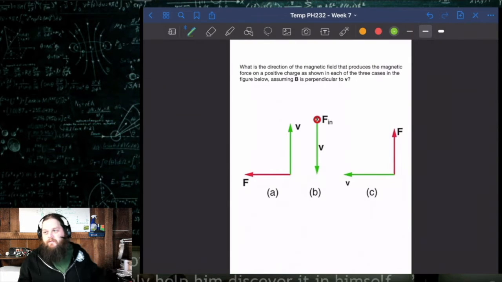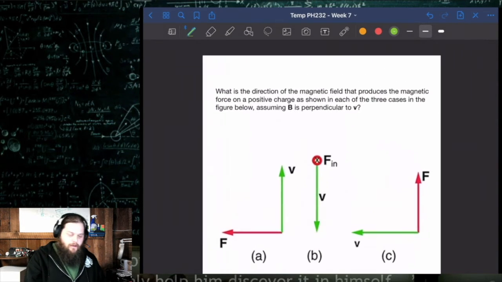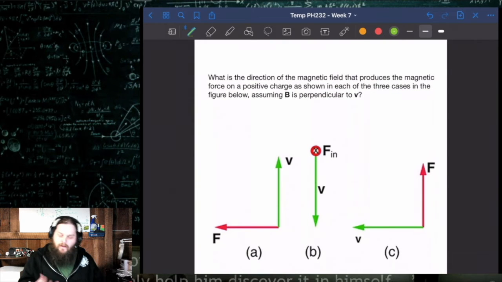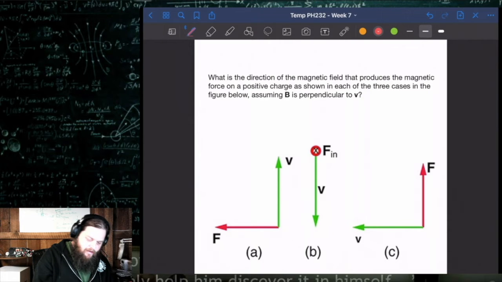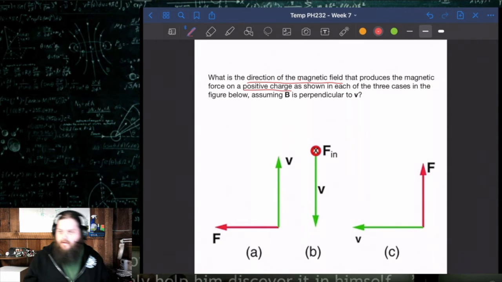Last set of right-hand rule things that I have going on. They're all good examples of finding those directions. In this case, we have the force and the velocity. We need to determine the direction of the magnetic field that produces a magnetic force on a positive charge. So that makes it easier. We don't have to flip our forces at the beginning. And they're shown in each of these cases.